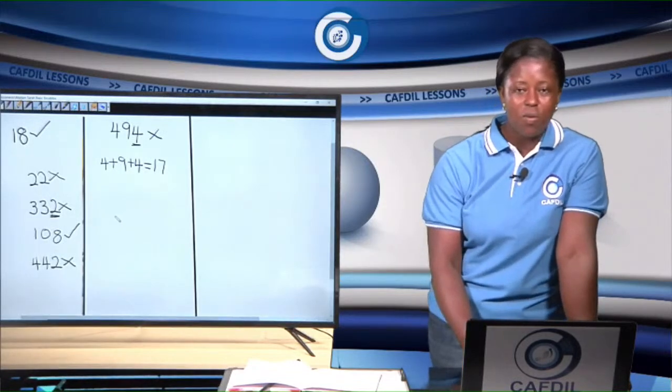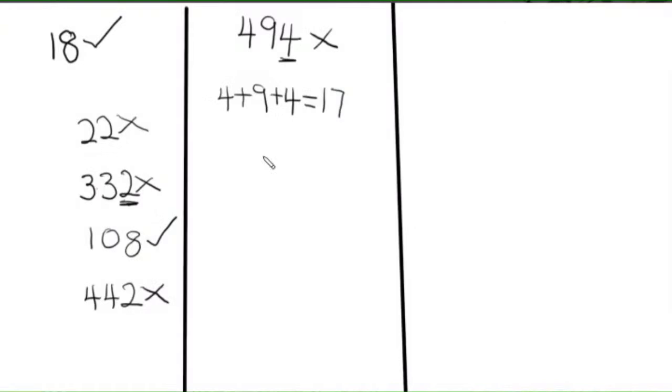Let's try another one and see. This time I want you to do it. 303. Is it divisible by 18? Follow the rule. 303. I believe you've gotten the answer. Now let's try it together.